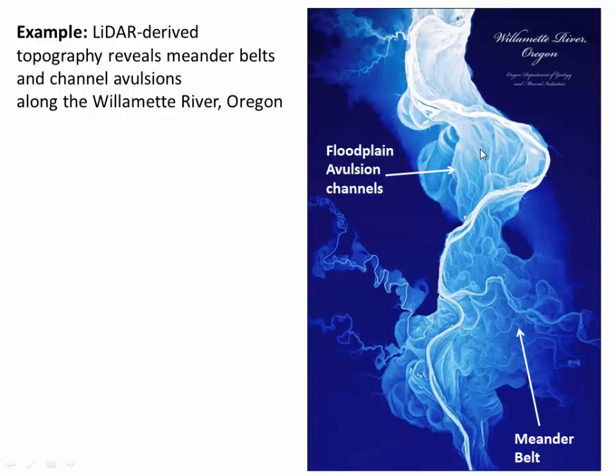Further downstream, we see some beautiful floodplain avulsion channels, where during flood events, the river hopped its banks and carved these avulsion channels across the floodplain. Of course, that didn't totally lead to meander cutoff because the river's still flowing around here, but we do see where those floodwaters were cutting across the floodplain.